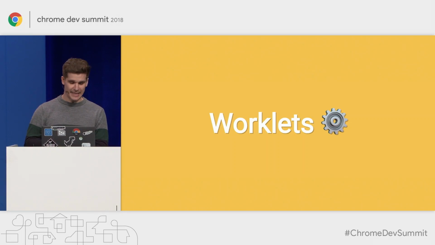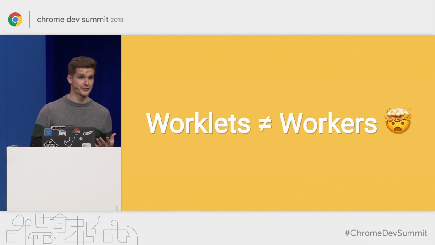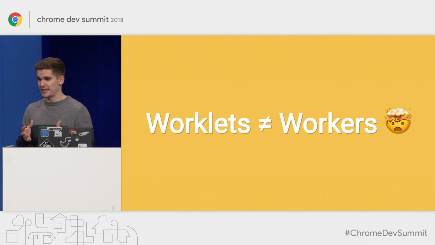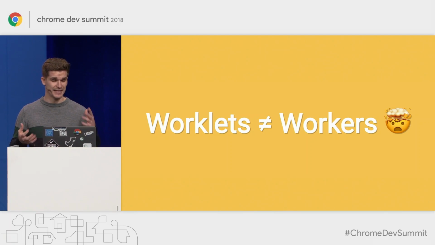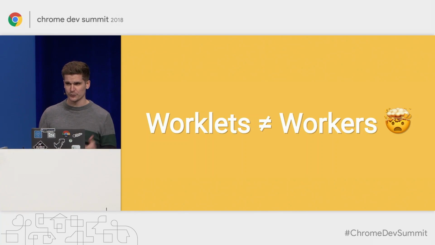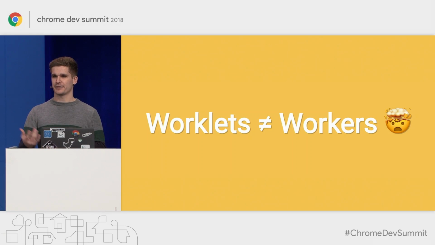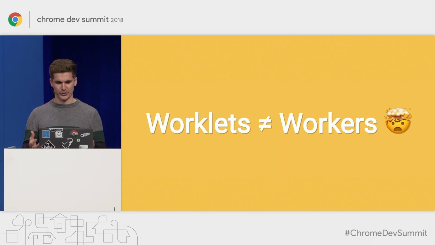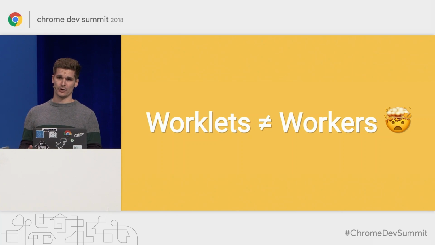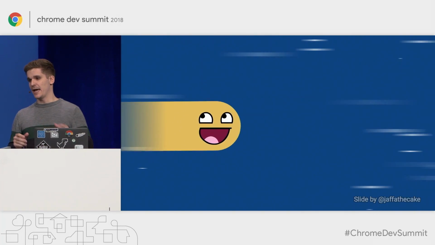And more importantly, I want to distinguish them from workers. Because lots of people confuse these two, and I can't blame them because they sound very similar. And in fact, they actually have a lot of overlap. But there is a couple of very important differences that I want to explain to you. And for that, we have to talk about the event loop.